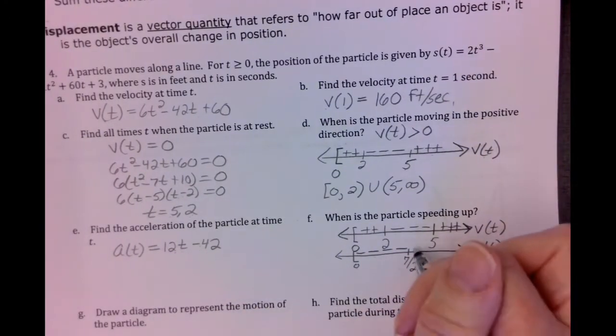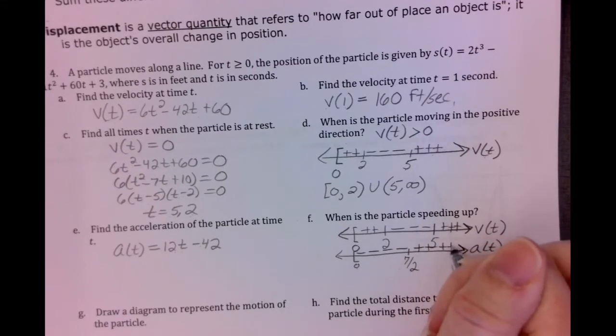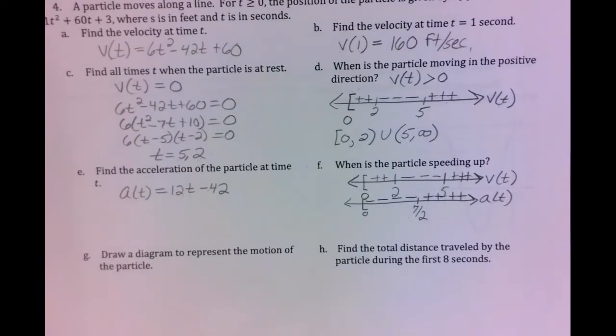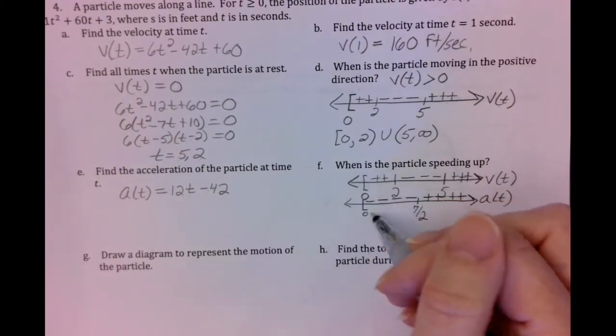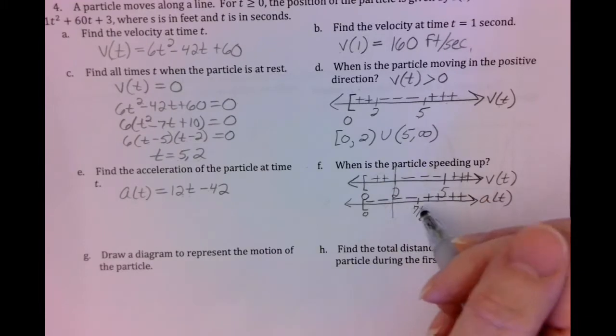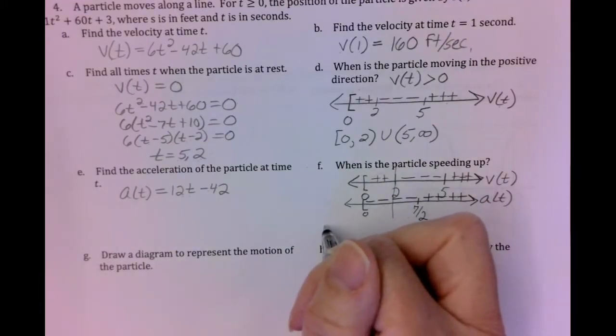The particle will be speeding up when the velocity and the acceleration have the same sign. Well, these are opposite in sign. Then I look at the next region, they're both negative. So starting from 2 and going to 7/2, that would be my first interval.